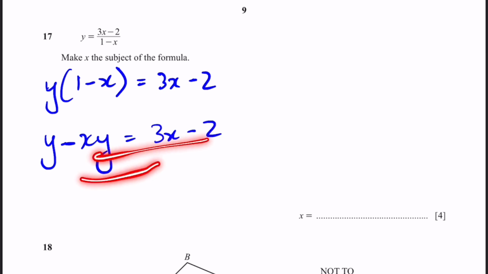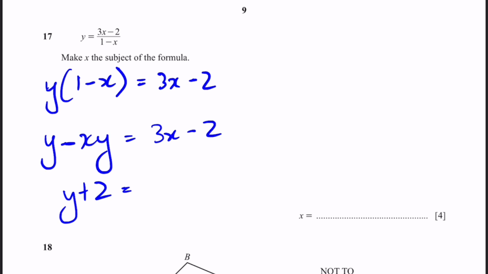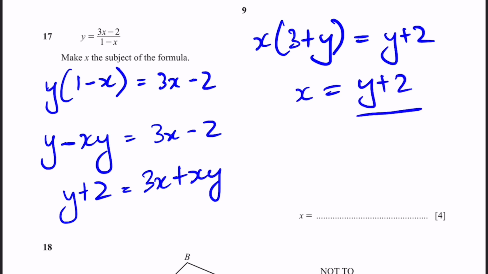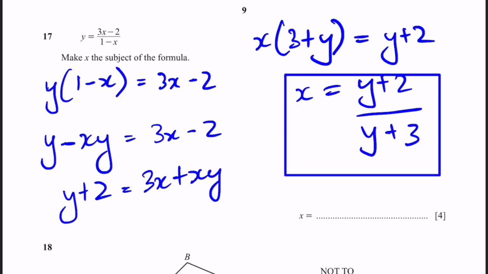Now we can bring x terms to one side and y terms to the other side. Since we are making x the subject, we'll keep this xy on the same side as the 3x. So we can bring xy here and then the minus 2 over here. That means y plus 2 is equal to 3x plus xy. Now we can factorize x. X into 3 plus y is equal to y plus 2. And now x is equal to y plus 2 by 3 plus y, or you can write that as y plus 2 by y plus 3 for an orderly fashion. And that is our answer since we made x the subject.